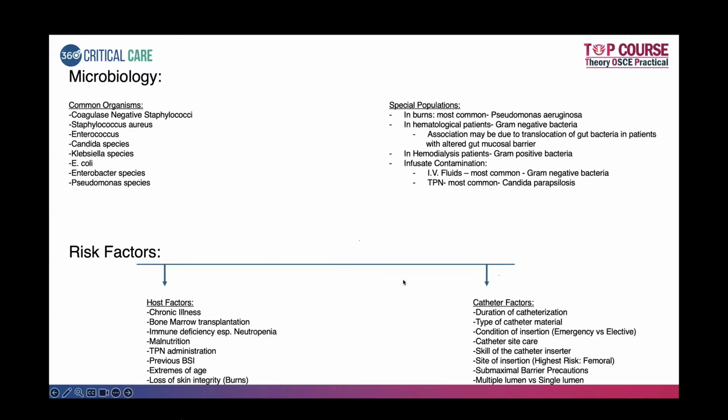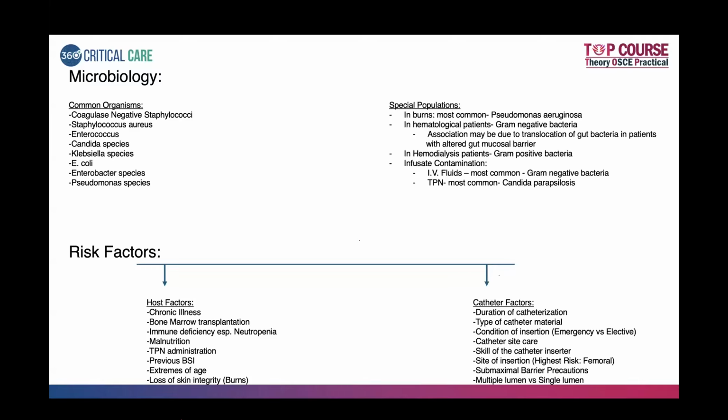So the risk factors, you can classify into host factors and catheter factors. Host factors are chronic illnesses, bone marrow transplantation, immune deficiency, especially neutropenia, malnutrition, TPN administration, previous bloodstream infections, extremes of age, and loss of skin integrity, like in burns. Catheter factors include duration of catheterization. The longer the duration, the more the risk.